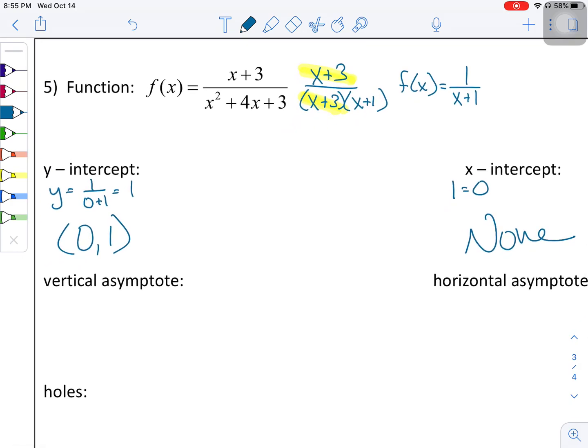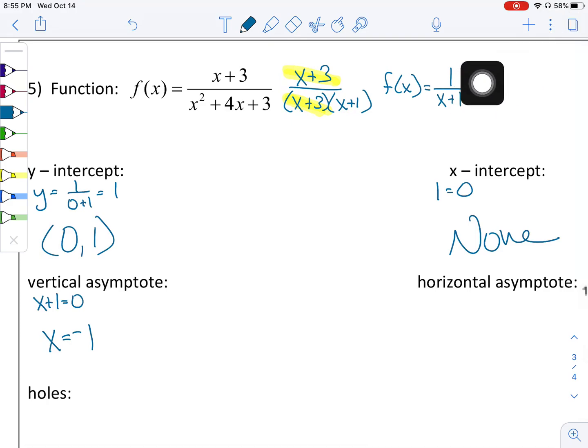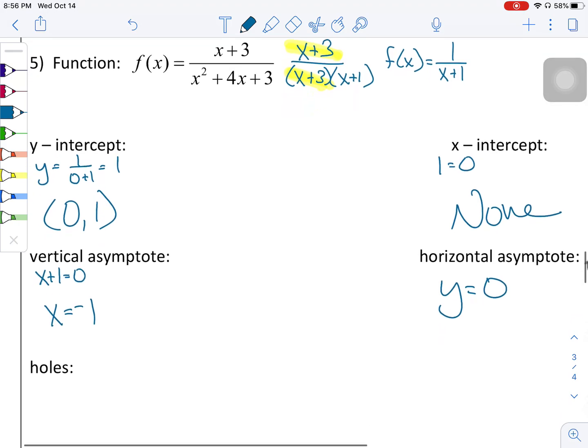Vertical asymptote, set the denominator equal to 0. So we have a vertical asymptote of x is equal to negative 1. Horizontal asymptote, this is that weird situation where these degrees don't match. Clearly we have the larger degree in the denominator. So what happens here is as you get further and further away from the origin, either negative or positive, 1 divided by some large number is going to pull you closer and closer to 0.